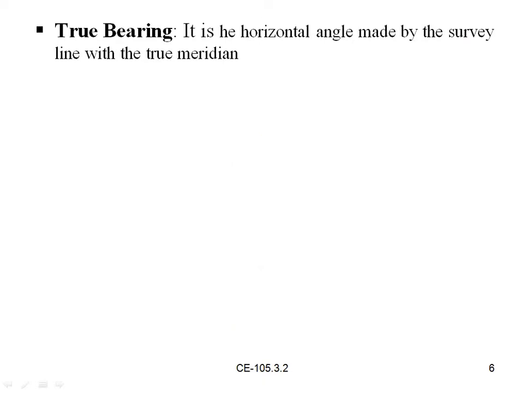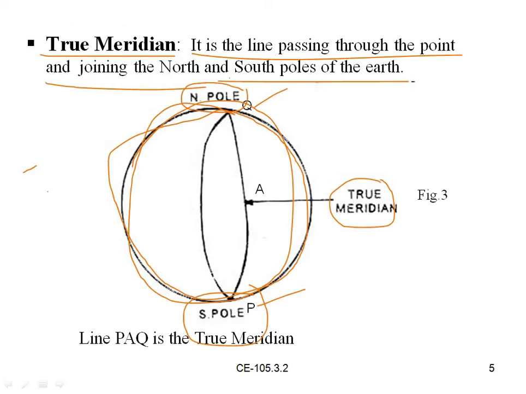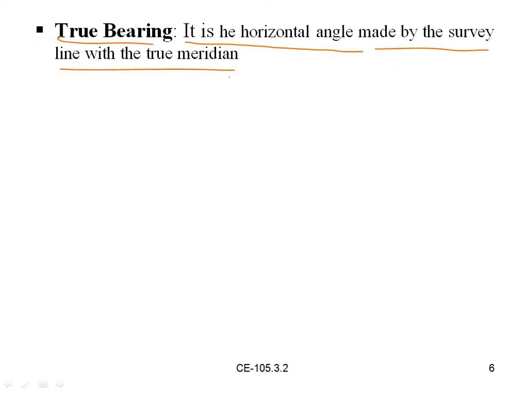Then what is the true bearing? It is the horizontal angle made by the survey line with the true meridian. Again, the true bearing is the horizontal angle made by the survey line with the true meridian. That means with the help of this true meridian, the horizontal angle is made by the survey line.